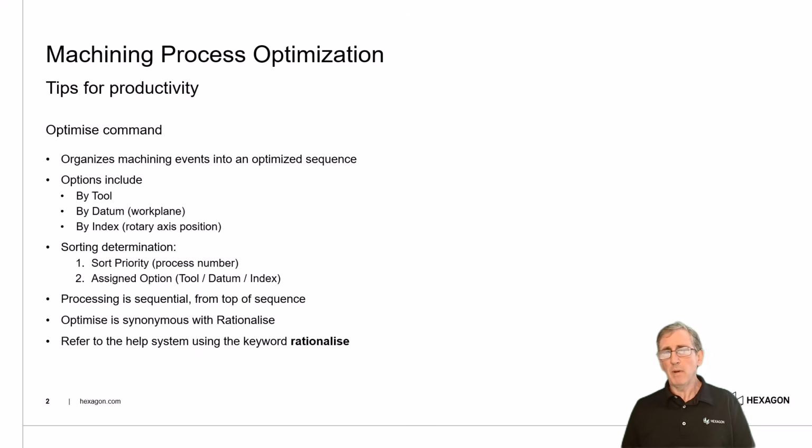Now, this capability has been in Edgecam for many years, and initially it was called rationalize. So the term rationalize and optimize basically are the same thing as far as we're concerned for this discussion. And that's actually really important: when you search the help system, look for the keyword rationalize. You'll find the information that is currently used in the optimize command. So just keep those things in mind.